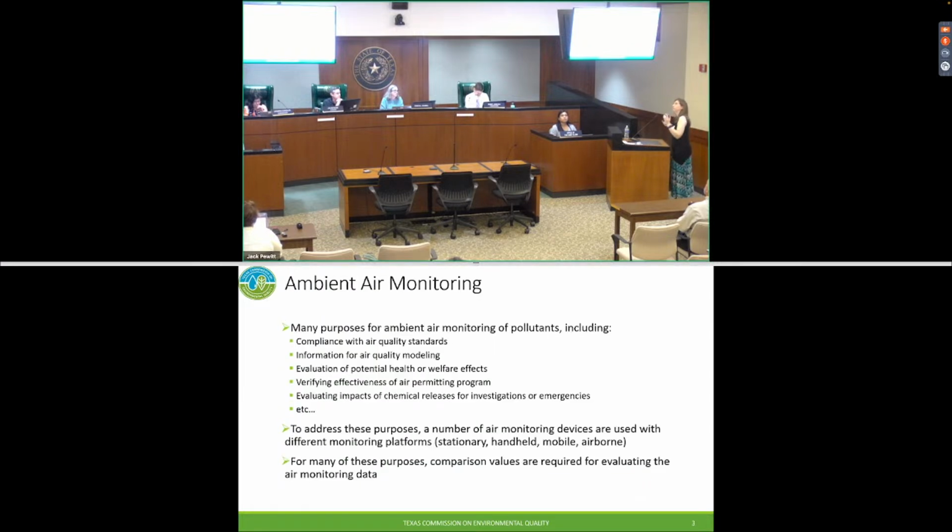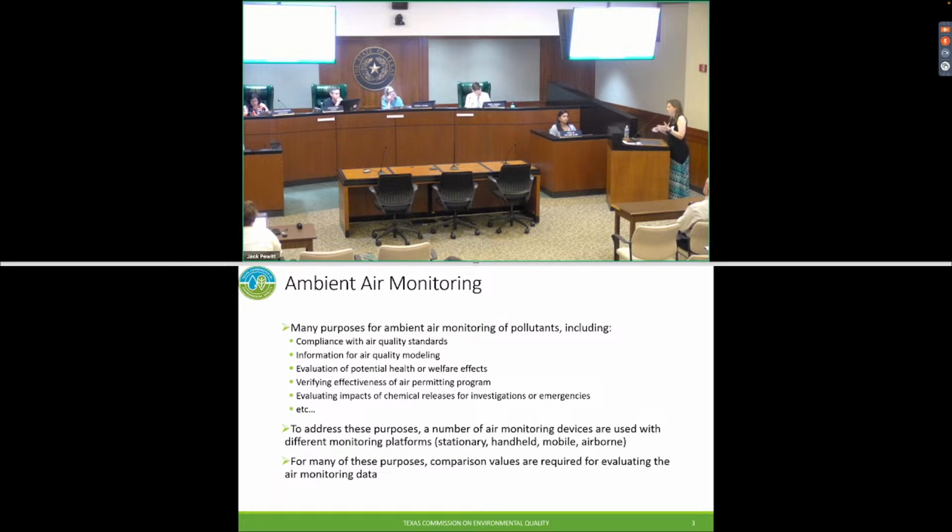So we've talked about, Craig talked about various monitoring tools, and we use different kinds of ambient air monitoring for different purposes at the agency. And for the many purposes that we have these monitoring instruments for, we need comparison values for all of those tools and purposes, so we can interpret the data that we get out of it.